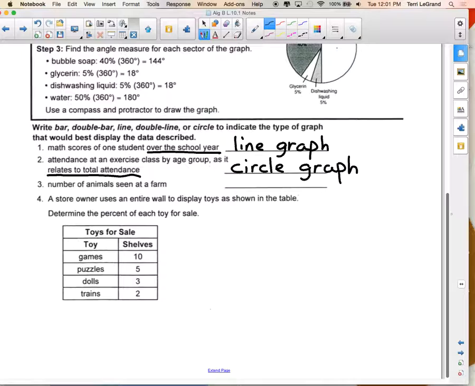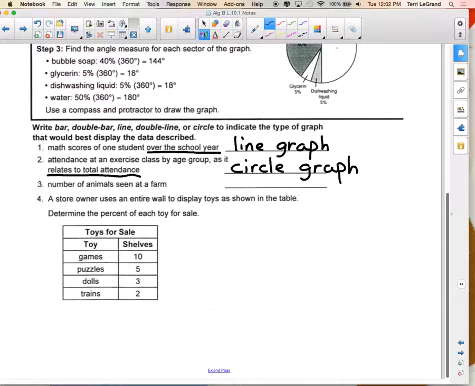Okay, number of animals seen at a farm. Okay, that'd probably be a bar, because you have different animals. Yeah, each animal could have its own bar, and on the vertical axis, we would show how many of those animals. It would be really easy to look at a bar graph and say, okay, they got a whole lot more cows at that farm than they do chickens, because the bar is a lot higher.